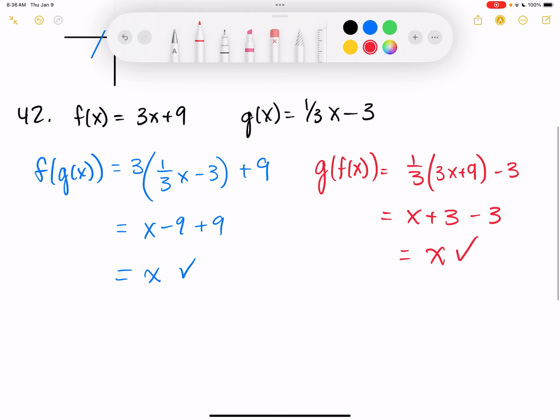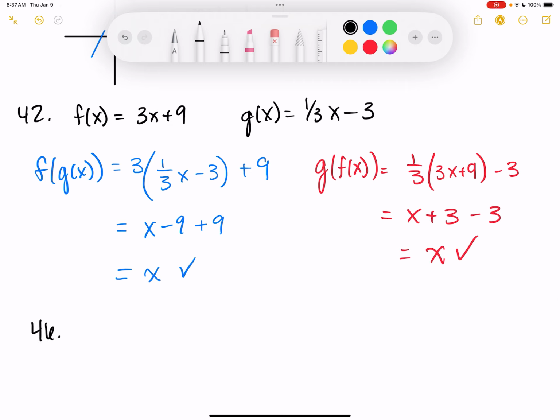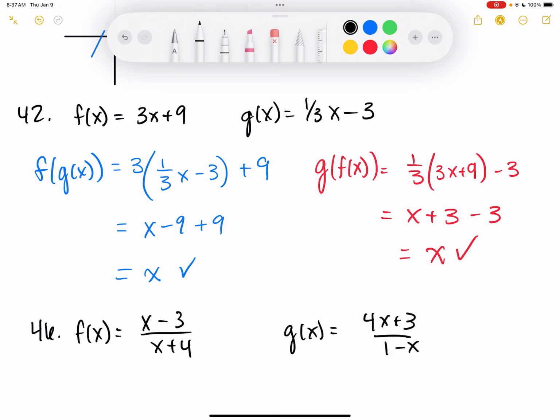Now, these ones were relatively simple as far as plugging in. Sometimes they don't work out quite as nicely. So if you got one like 46, f of x equals x minus 3 over x plus 4, and g of x equals 4x plus 3 over 1 minus x. I don't know why I just put one random parentheses there. It was weird.